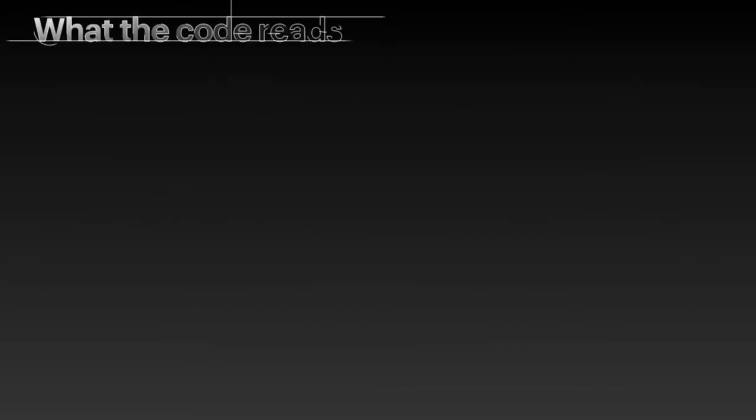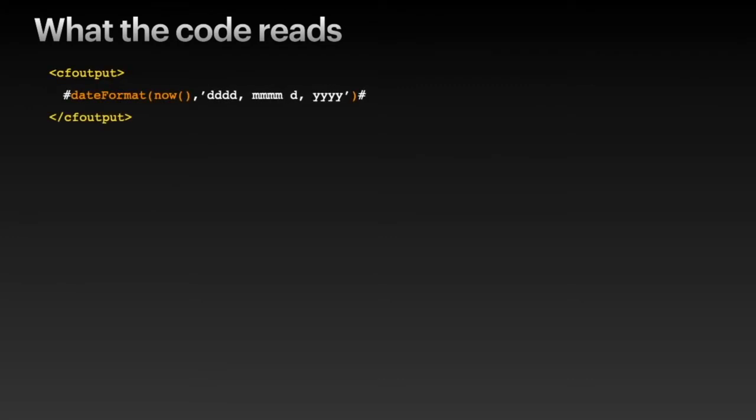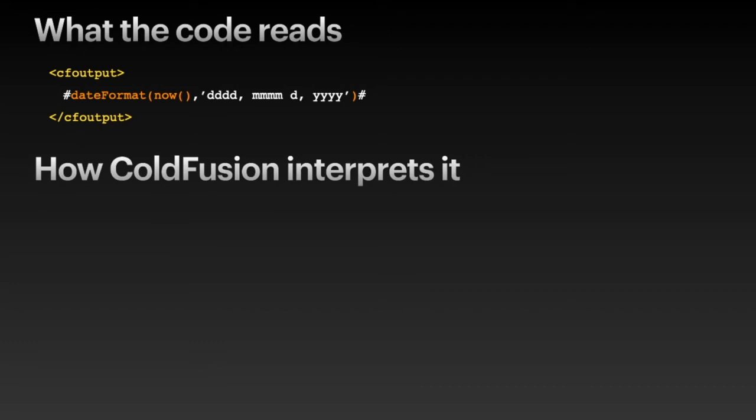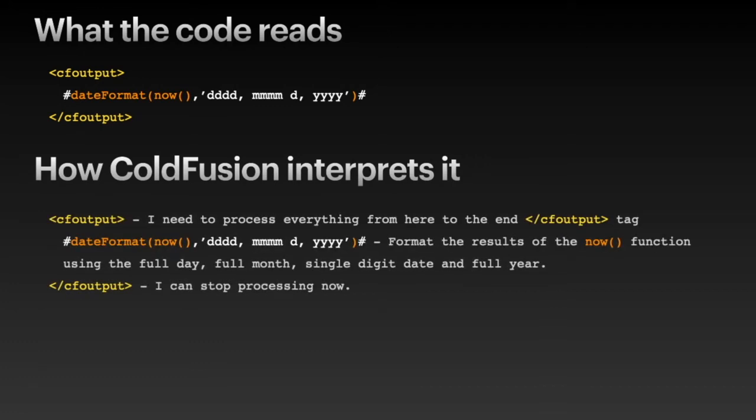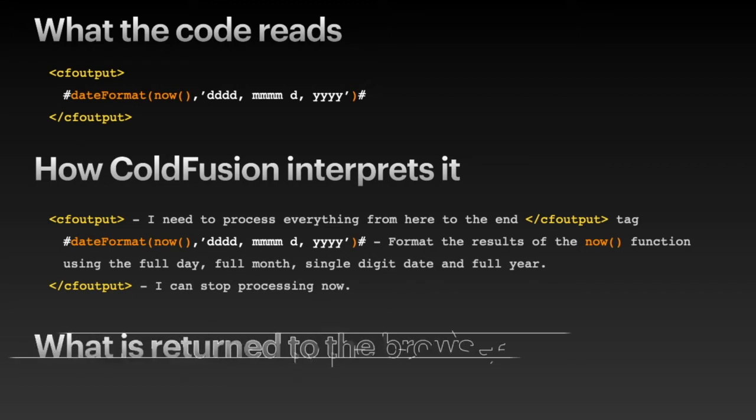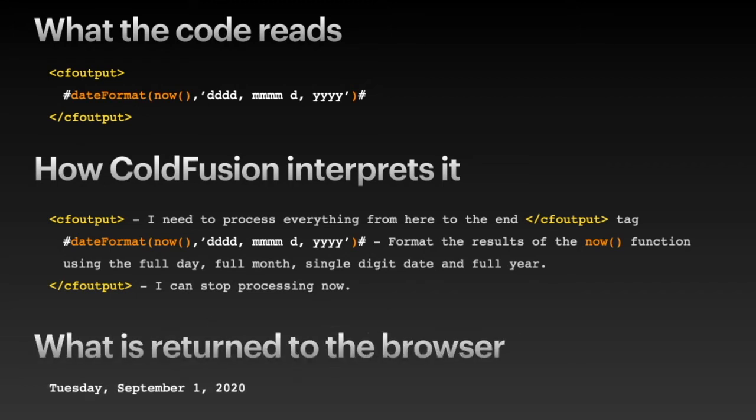So again, let's take a look at what the code reads. I wrote these three lines of CFML code. Let's take a look at how ColdFusion interprets it. It looks at the first line and it says CF output. Oh, I need to process everything from here to the end CF output tag. The date format now says format the results of the now function, which is going to be today's date, and use the full day, full month, single digit date, and full year. Third line, the end CF output, tells the ColdFusion server, okay, I can stop processing now. There's nothing more in between here that I need to parse. And what ends up getting returned to the browser is just a simple date. So that was my first three lines of ColdFusion code.